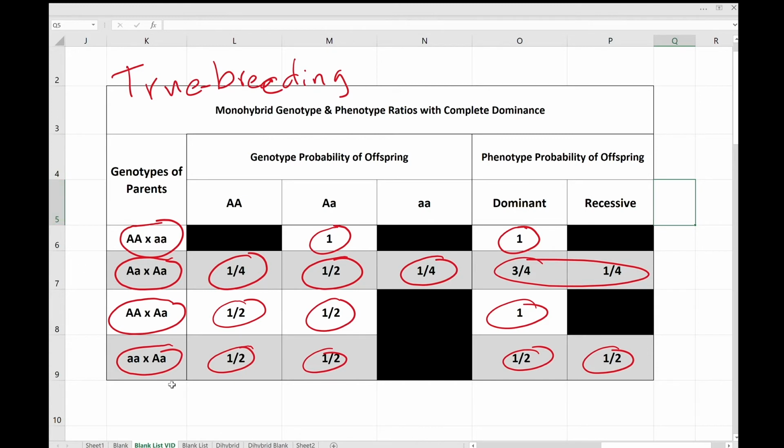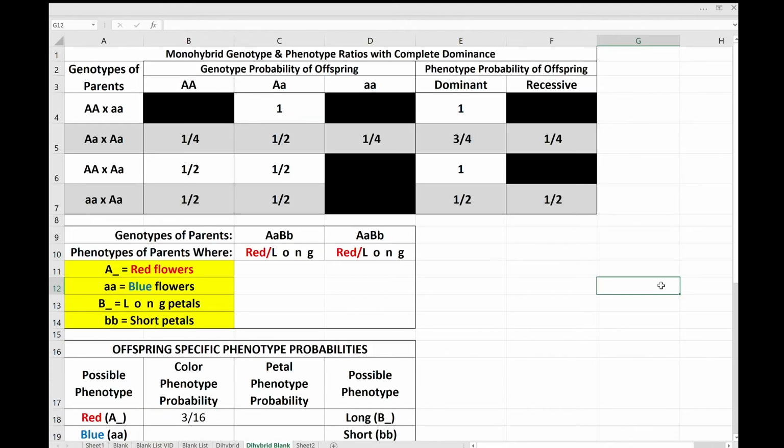Let's try that. So here we're going to do an example. The P generation is where we crossed a true breeding red flowered, long petal plant, crossing with a true breeding blue flowered, short petaled plant.